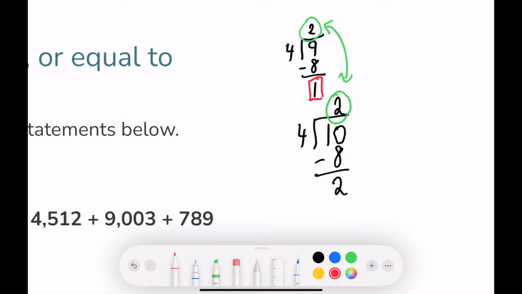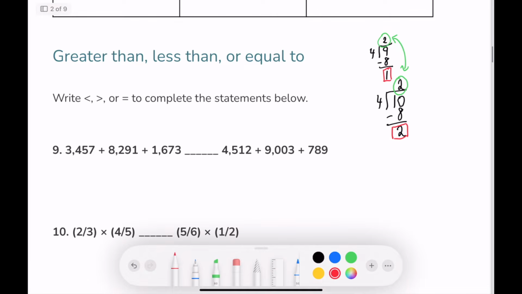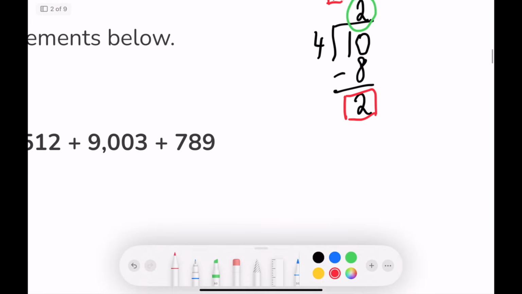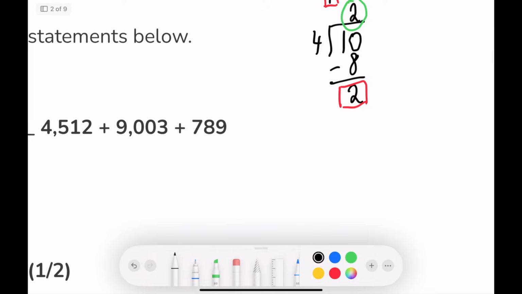Now I do notice that we're not finished because we haven't found a whole number yet. We have this 2 remaining. Now, stick with me. I know this is like, what? It's been a while. Now, again, I'm going to do the exact same thing. How many times does 4 go into 2? It doesn't. So I'm going to put the 0 there.